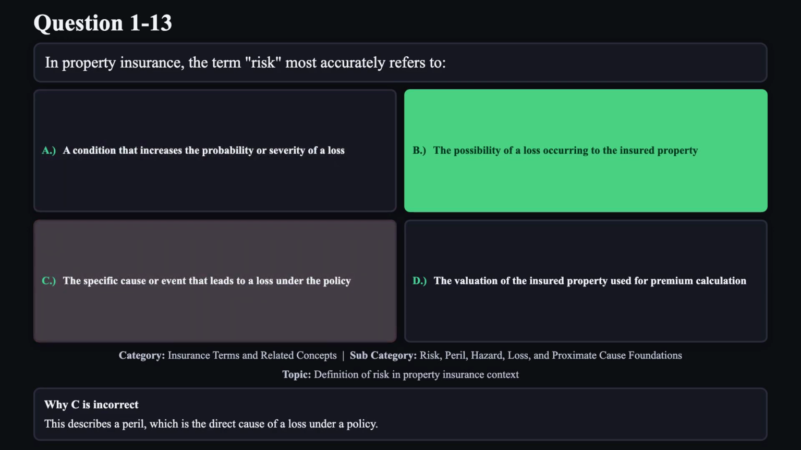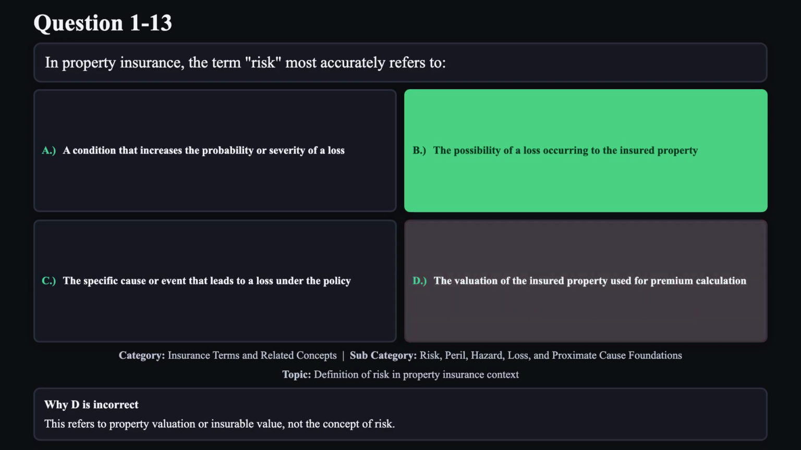Reason C is not correct. This describes a peril which is the direct cause of a loss under a policy. Reason D is not correct. This refers to property valuation or insurable value, not the concept of risk.